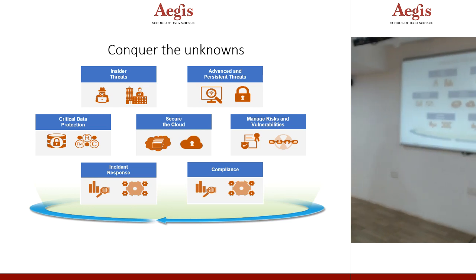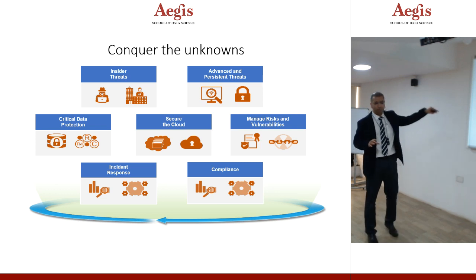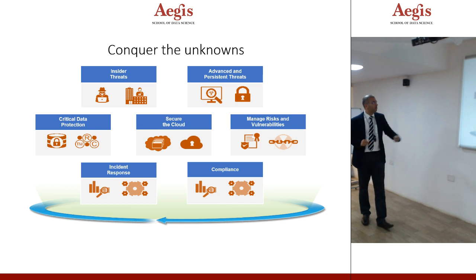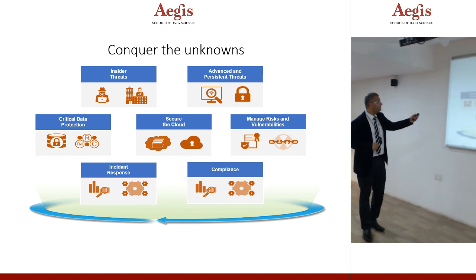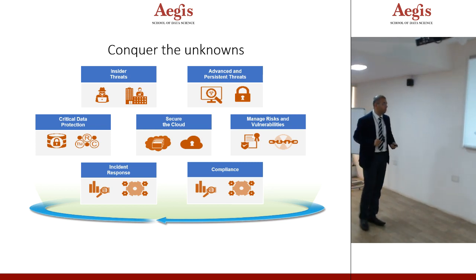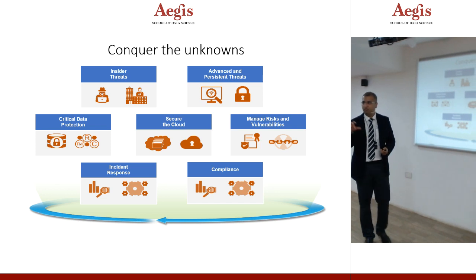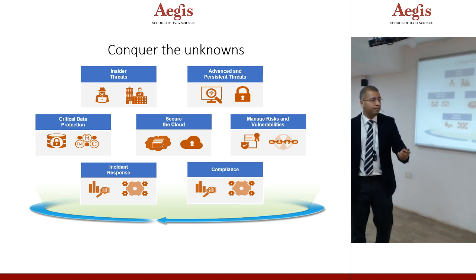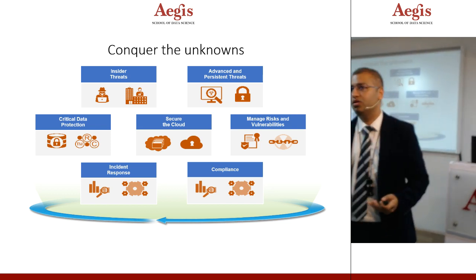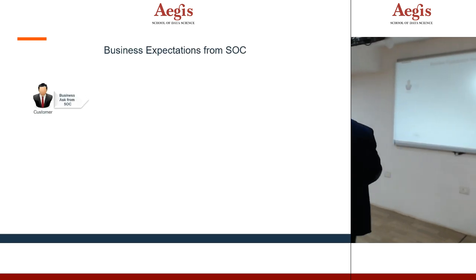So when we categorize 7 use cases that any organization will have, it would probably get categorized into one of these or some of them. Okay: insider threats, APTs, critical data protection, securing the cloud, managing risks and vulnerabilities, incident response, and compliance. So it could be either some of these or actually a mix of these, which will ask the organizations to go and build up a next generation SOC.